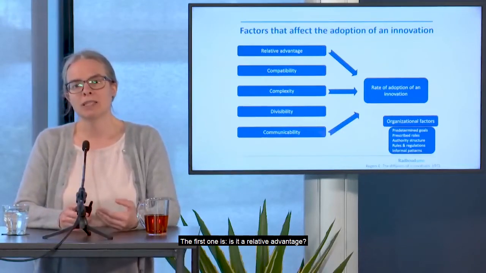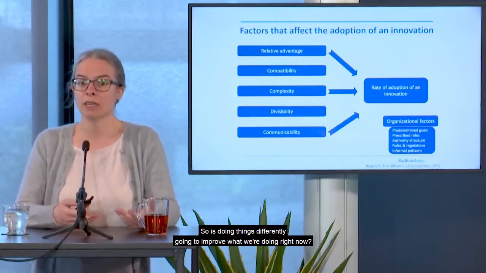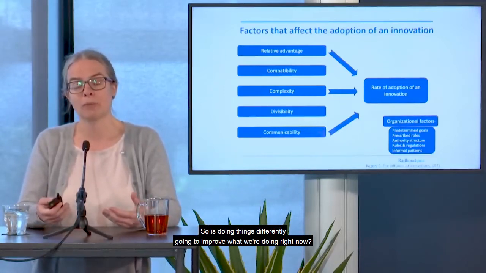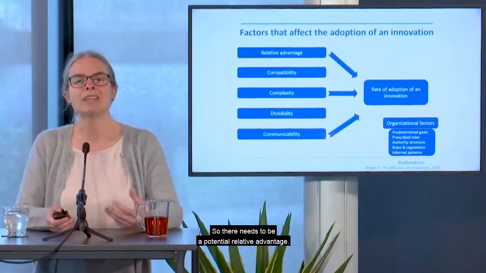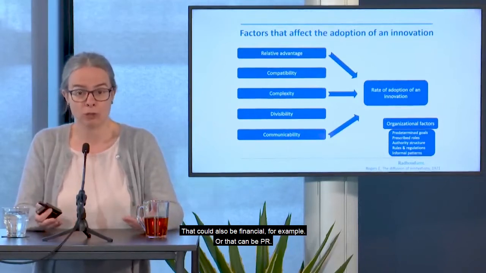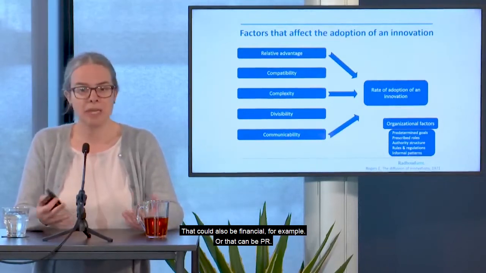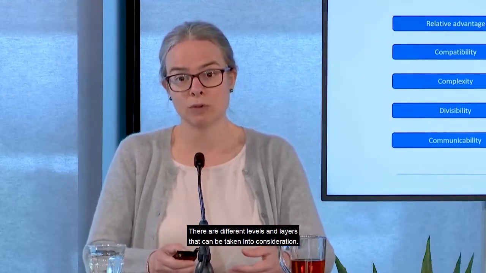The first one is relative advantage. Is doing things differently going to improve what we're doing right now? The last example I just showed you, of how changing the protocol actually improved outcomes for everybody, is of course a clear signal. So there needs to be a potential relative advantage. That could also be financial, for example, or PR. There are different levels and layers that can be taken into consideration.